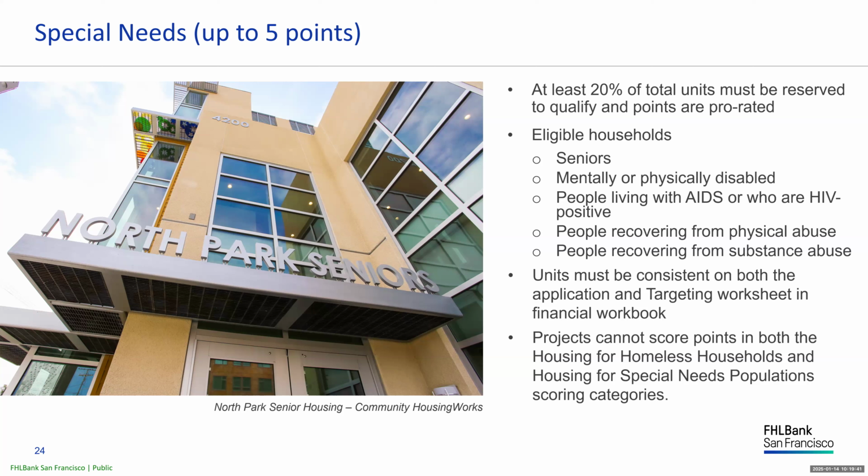Also, please note that in the financial workbook, the units set aside for special needs households must be indicated on the targeting and financing sources worksheet. To get points, they must match what is indicated on the application. In the last round, approximately 32% or 16 of the 50 approved projects received some number of points in this category.